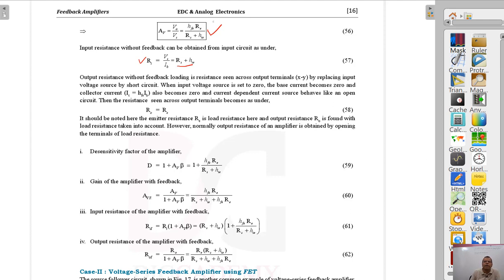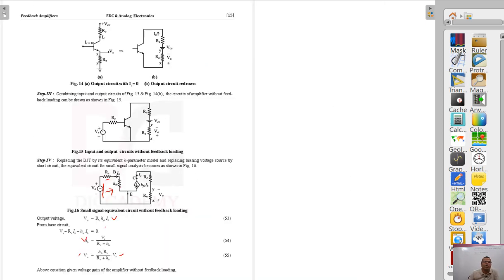So we have obtained voltage gain without feedback loading, and we have obtained input resistance without feedback loading. Now we have to find the output resistance without feedback loading. Let us see how to find that. Remember, for finding the output resistance without feedback loading, we need to replace the input voltage source by a short circuit, and we need to find the resistance seen from this side. This is the output resistance without feedback loading.